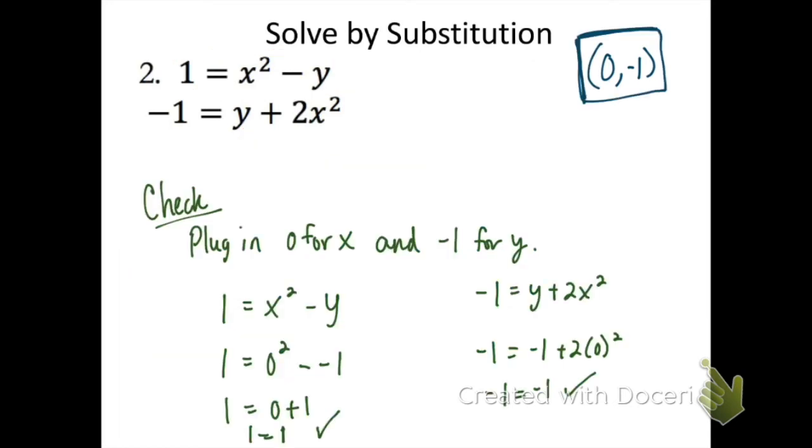Now on all of these algebraic problems where we're solving using substitution, you can always check your answer. So I've taken both the equations I was given, and I plugged in 0 for x and negative 1 for y, and I confirmed that I got true statements. So you can do this on every single homework question, every single quiz or test question, and always make sure that you have the right answer.